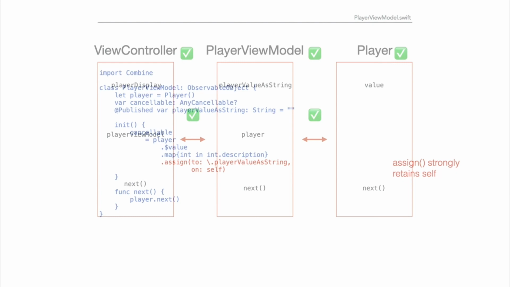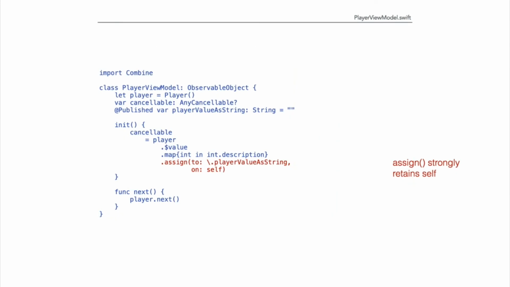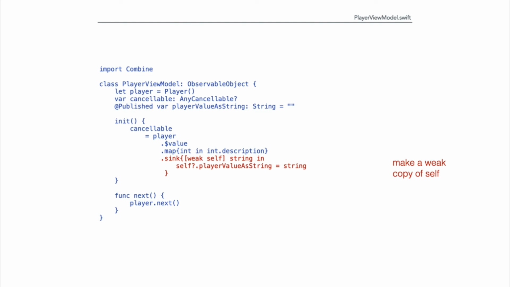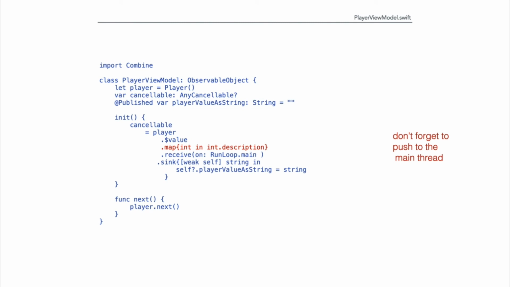The problem is assign strongly retains self. And so we have to use a different version of a subscriber here. Instead of using assign, which is appropriate if something never fails, we're going to use sink. Sink just takes a closure where it's passed the published value, the string, and I'm capturing self weakly. And so this tells me I am not holding on to self strongly inside of this sink. And inside of this sink, if self exists, then I will set its player value as string to be string. I'm making a weak copy of self here, so I'm not strongly retaining. And of course, as before, we want to make sure that we are receiving this on the main thread.